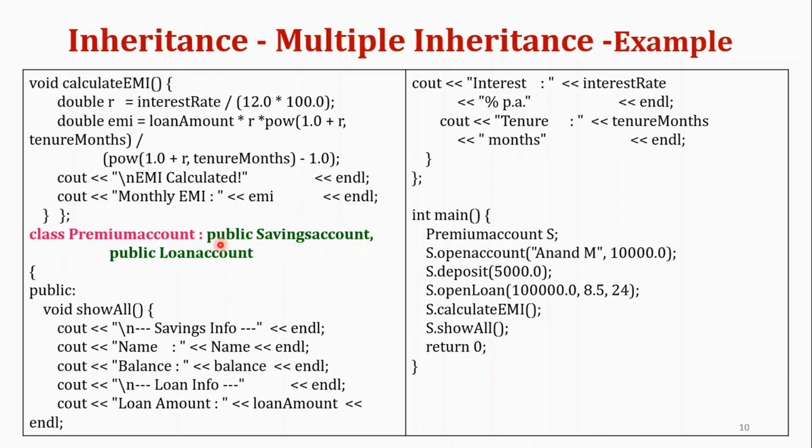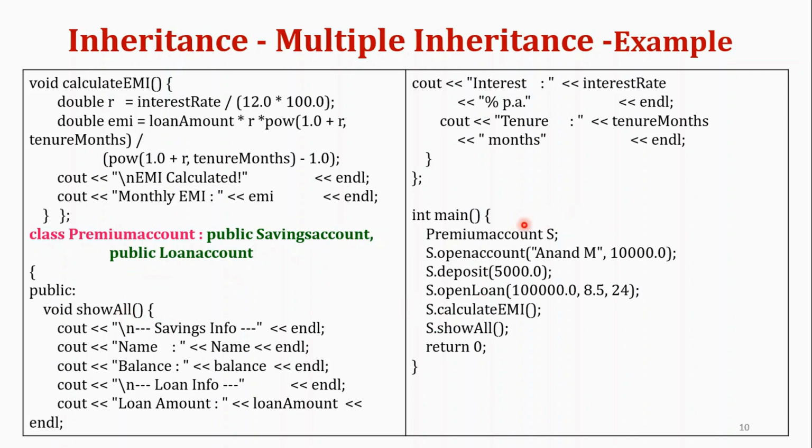So all the public members will become public in the derived class. Protected will become private here. Okay. So you can create an object for the derived class premium account and you can call all the member functions. Open account belongs to bank account. Deposit also belongs to bank account, and open loan belongs to loan account. Calculate EMI also belongs to loan account, and show all is the only function belonging to the derived class.